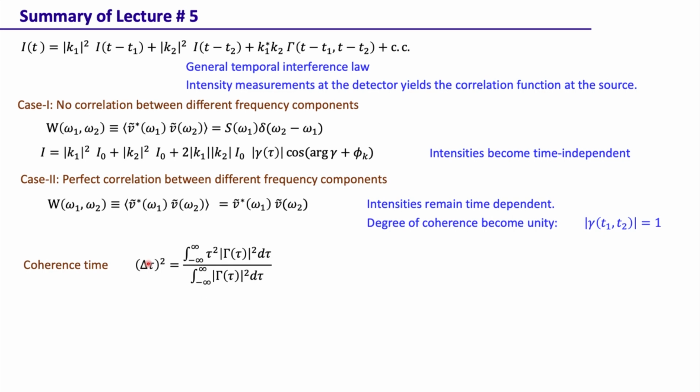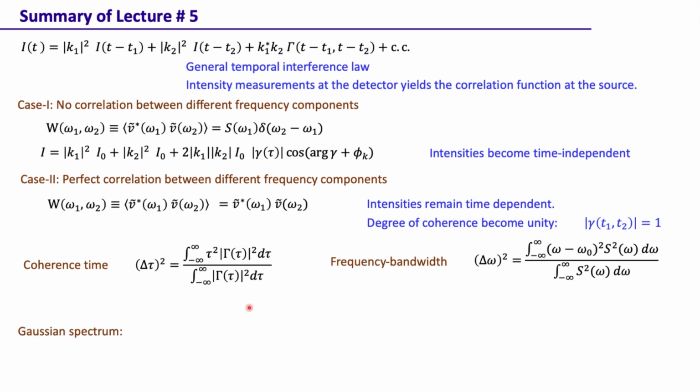The coherence time is formally defined in this manner, that is, it's the second moment, tau square, of this quantity, where this is the autocorrelation function. And this is for the normalization. So this is how coherence time is formally defined. Frequency bandwidth is defined like this. So this is again a second moment. We also saw that the coherence time times the frequency bandwidth follows an uncertainty kind of relation.